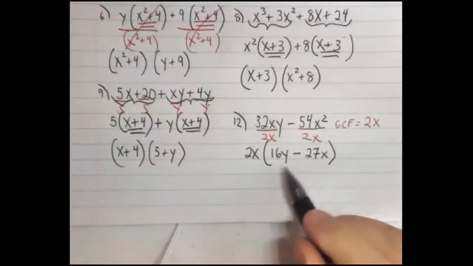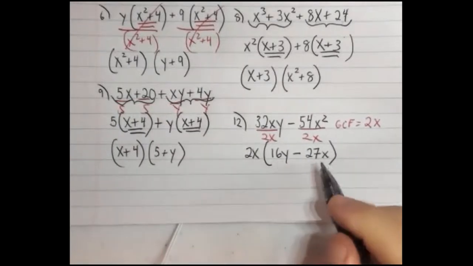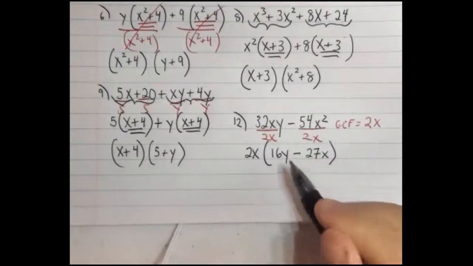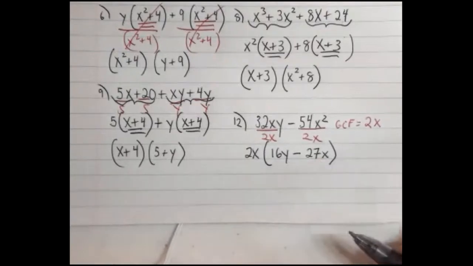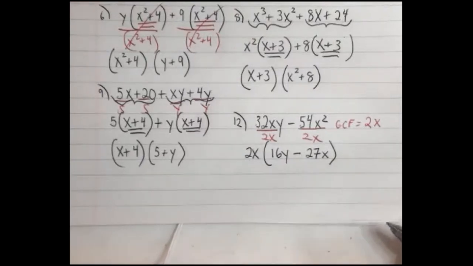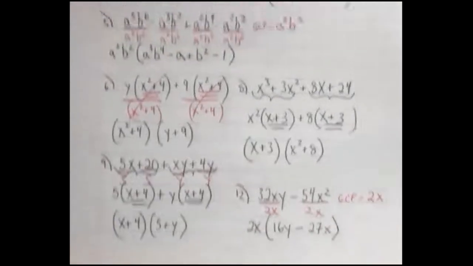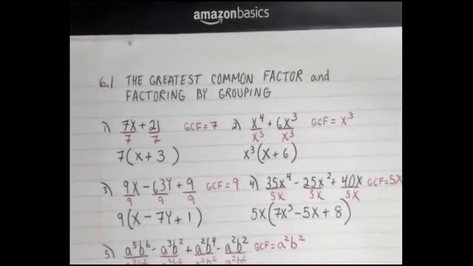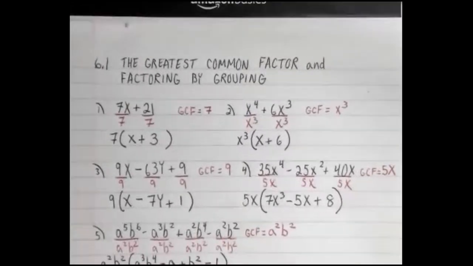And you could always check to see if there is a number that goes into 16 and 27 besides 1. No, there isn't. So I know I factored that. My variables aren't the same. So again, I feel pretty confident with my answer there. So again, this is 6.1, greatest common factoring and factoring by grouping.